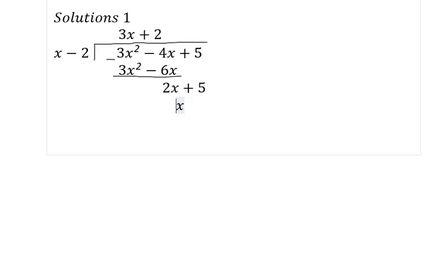2 times x will give you what? 2x. Awesome. 2 times x gives you 2x. Yeah, let's go. The 2 that you have here times minus 2 will give you minus 4. 2 times minus 2 here will give you what? Minus 4. Beautiful. So you subtract again.